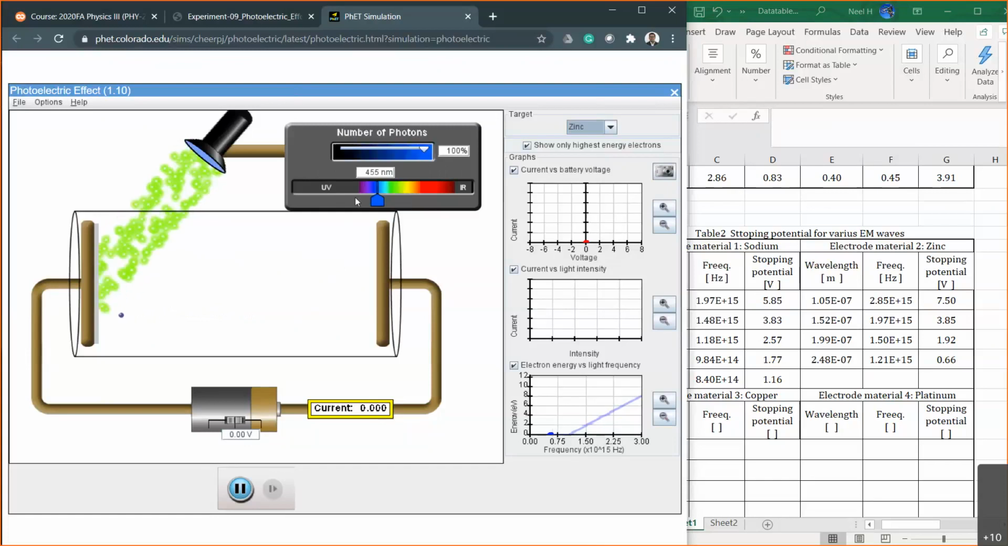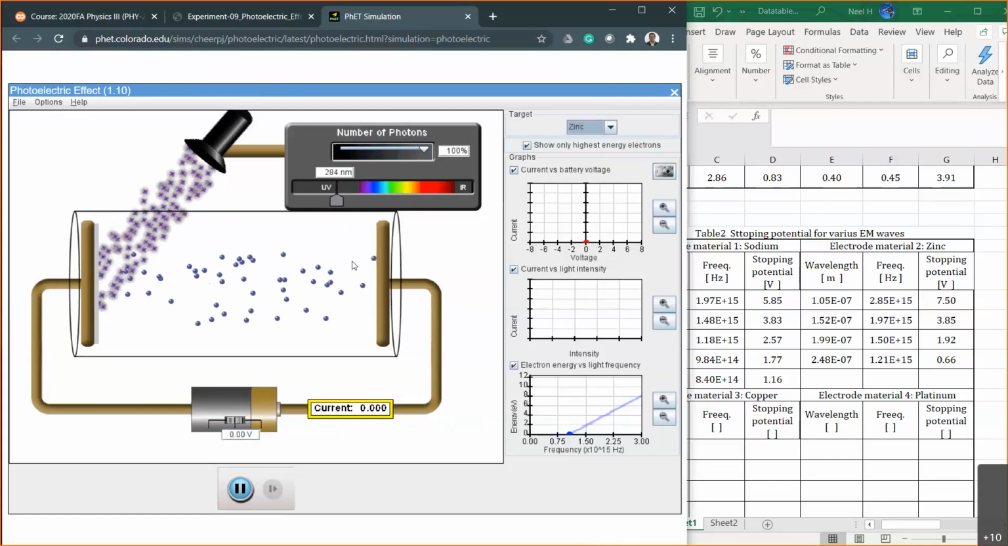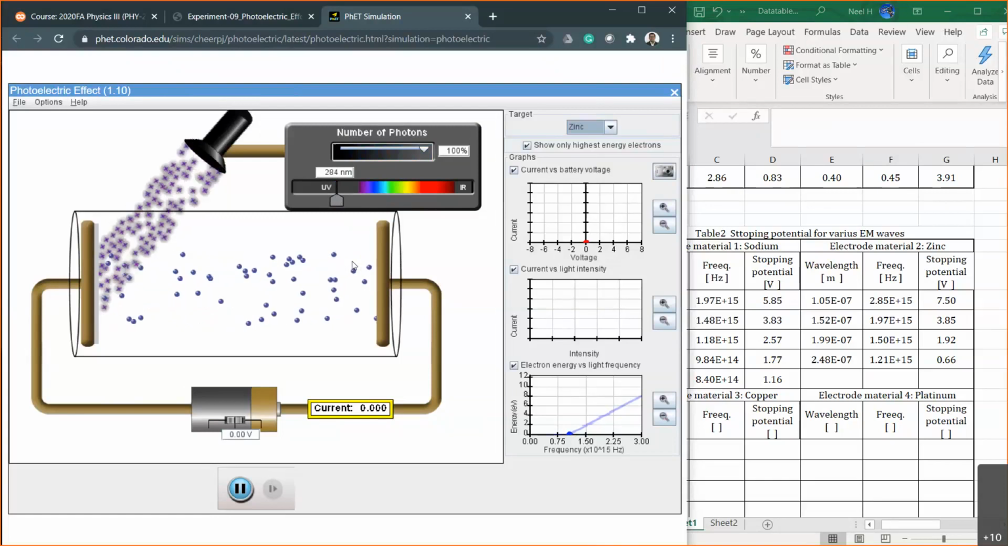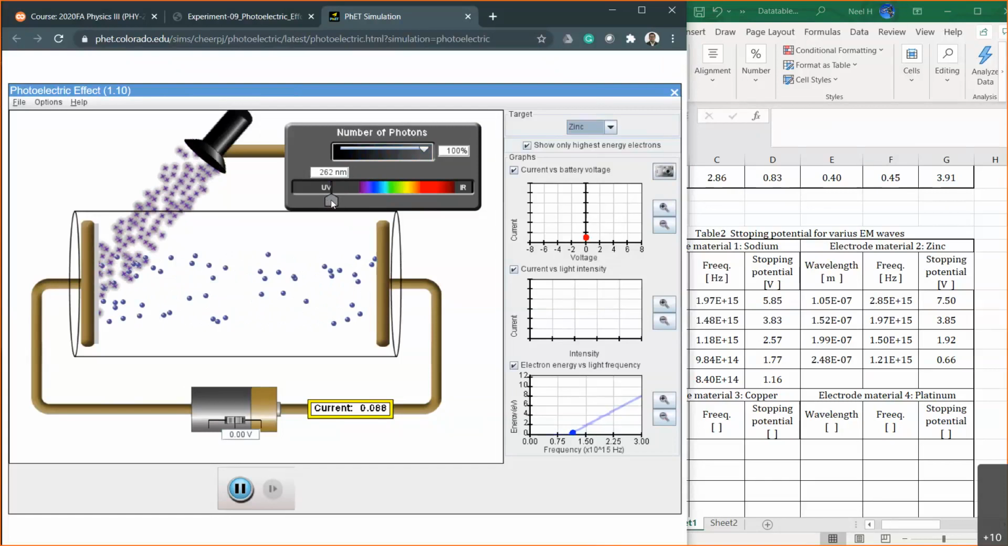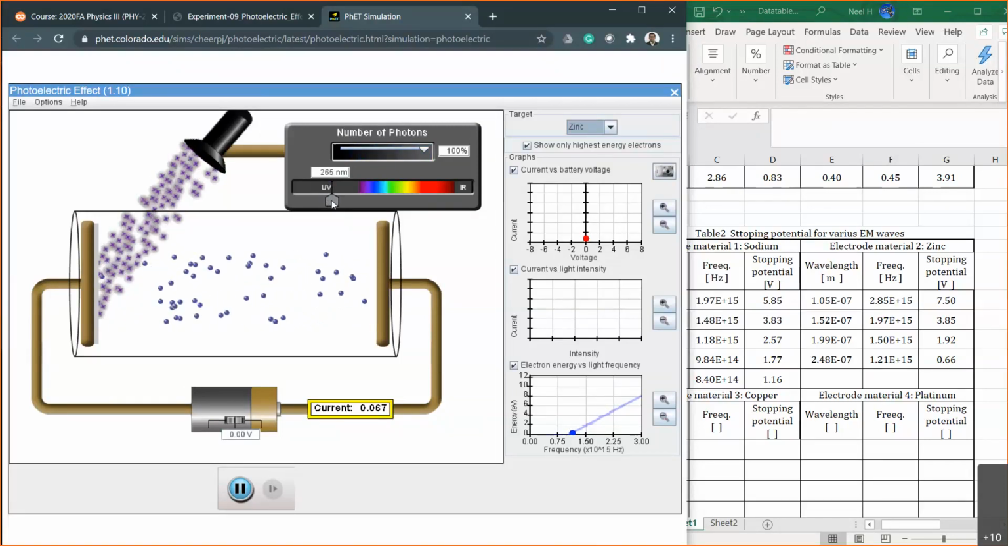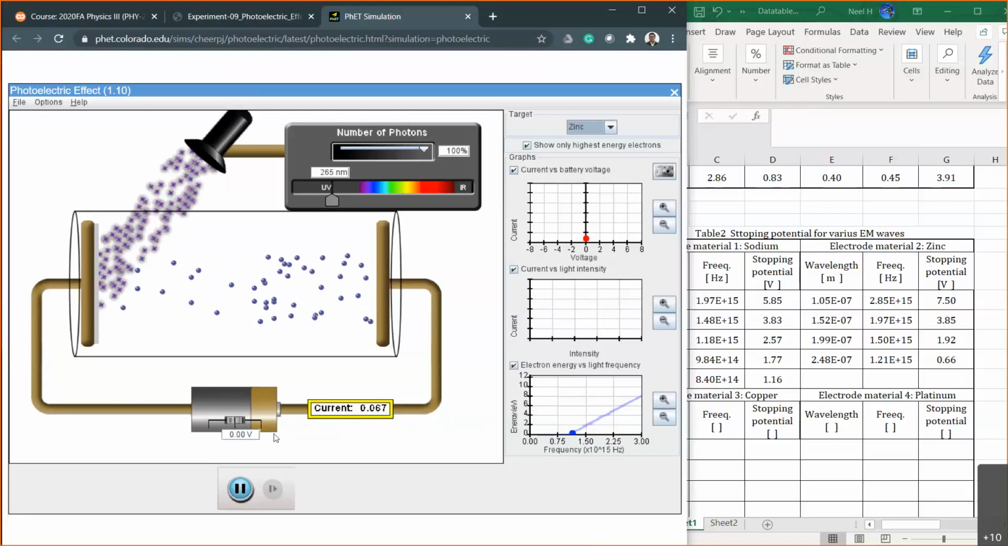Okay, but we can get one more data point between 248 and 300. We can try maybe 280. Let's try 280. Or maybe 270. Anything greater than 248. I think 284 is still not enough current to measure. How about 270? Yeah, 265 we can still get a current. Small, but that's good enough.